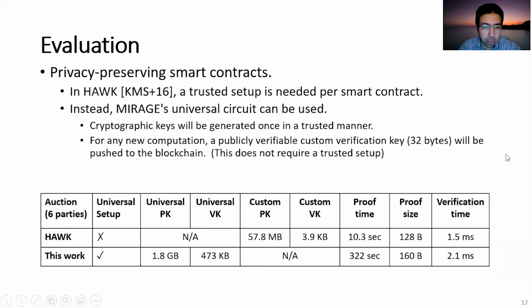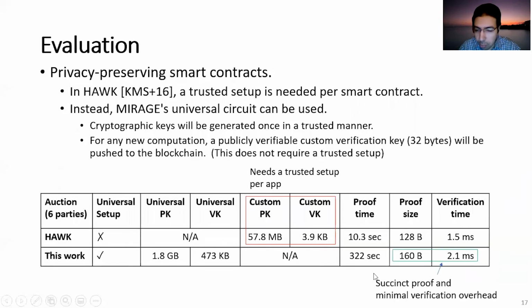And as we show in the table here, for an application of an auction with 6 parties, 5 participants and 1 manager, of course, Hawk is going to have a better proof time than Mirage, but it requires a trusted setup for every application. When we use Mirage, we maintain the succinct proof and minimal verification overhead. We just have added 32 bytes to the proof and about 0.6 milliseconds to the verification time. But as I mentioned in the beginning, there is a cost of universality that needs to be paid. The contribution of this work is that we managed to reduce this cost from vnTinyRAM, but there's still something that needs to be paid for being universal.